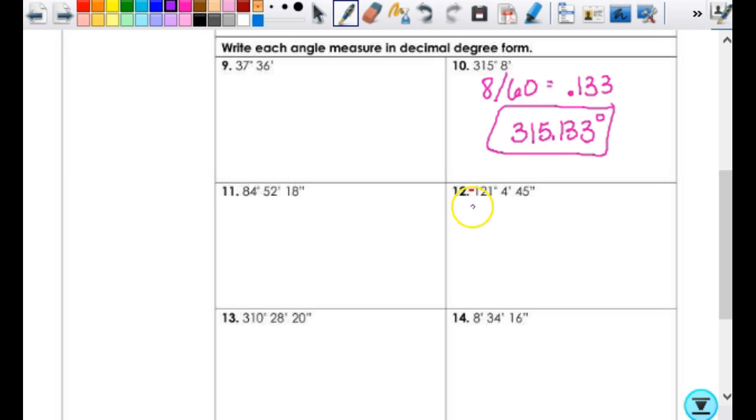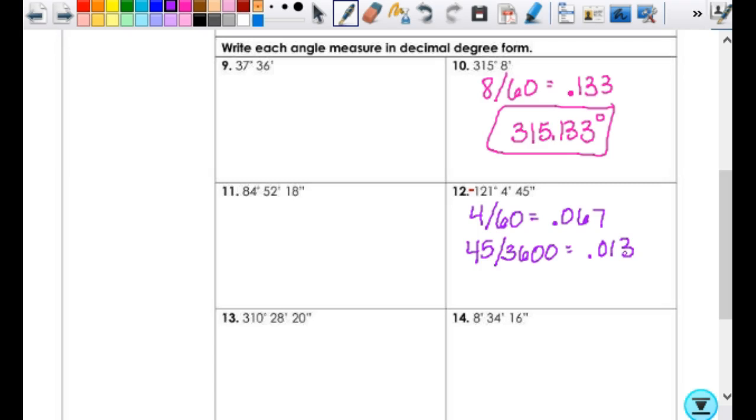So I'm going to take this 4 minutes. I'm going to divide it by what? 60. And then I'm going to take the 45 seconds and divide it by 3,600. So let's get those numbers. So this is 0.067. And 0.013. Okay, so the question has become, well, since it's negative, do I add these together?